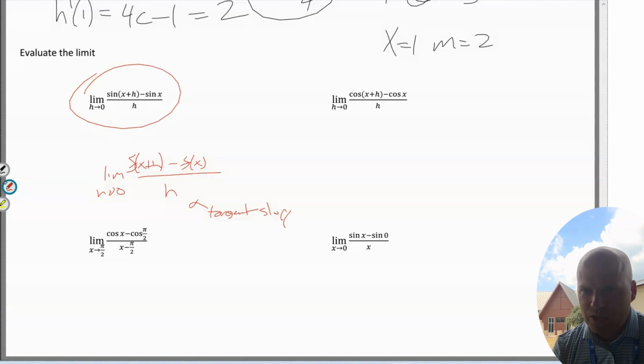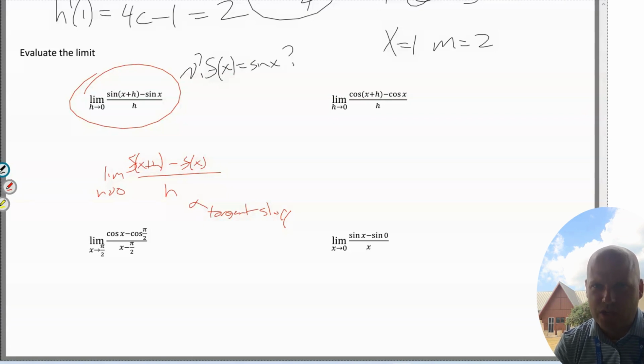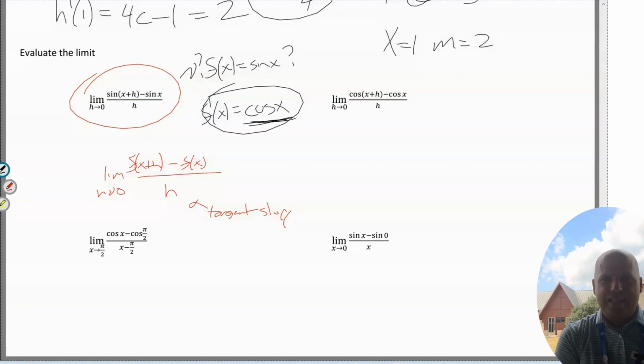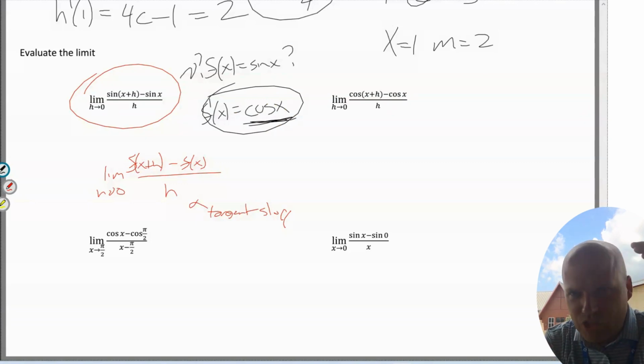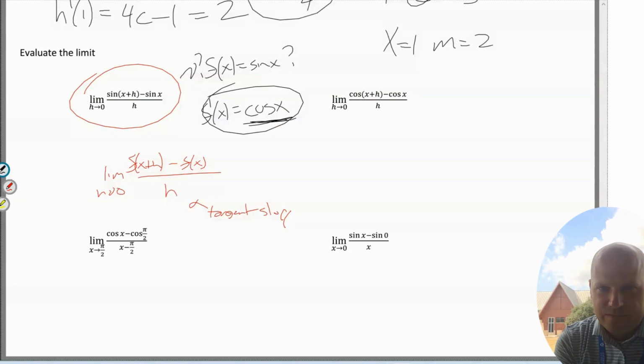You translate this question to really being: what is the derivative of sine x? What is the equation of the tangent slopes to sine x? The answer to this limit question is cosine. It's essentially, what is the slope equation of sine? It's cosine.